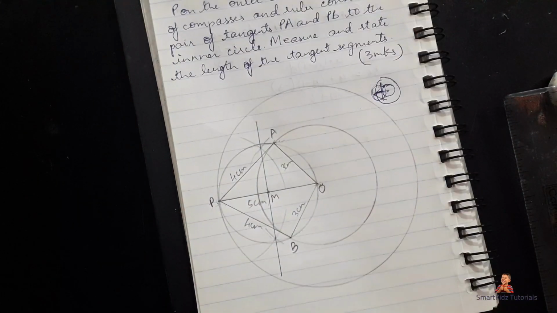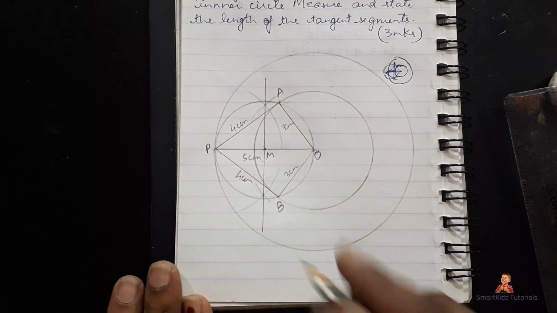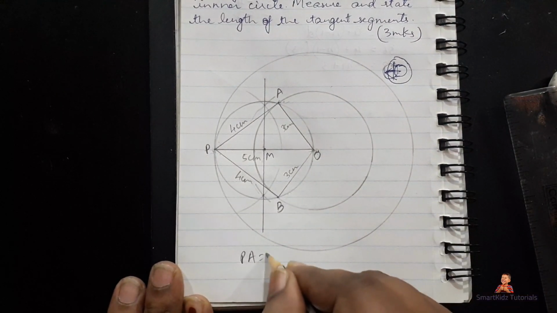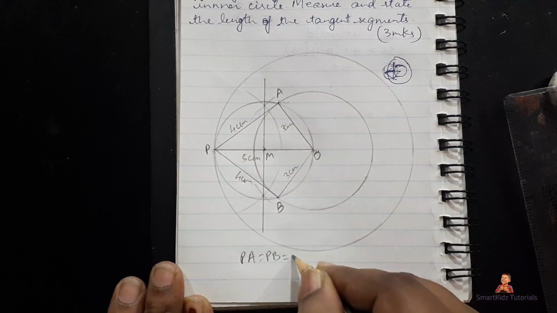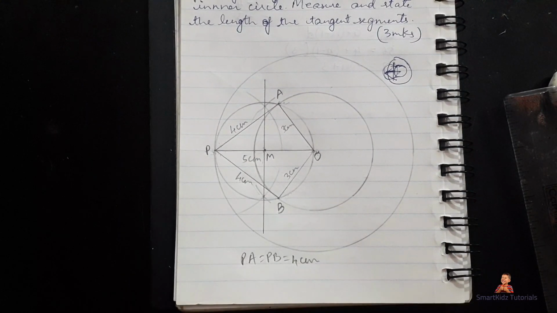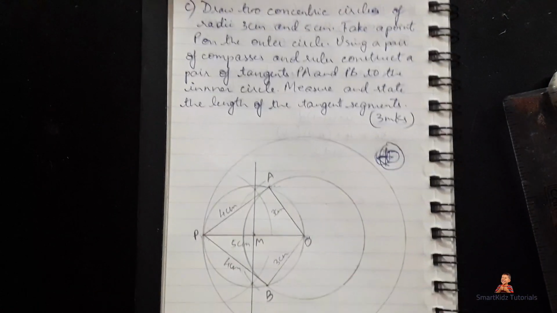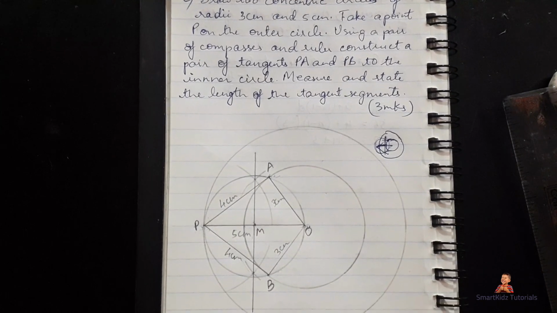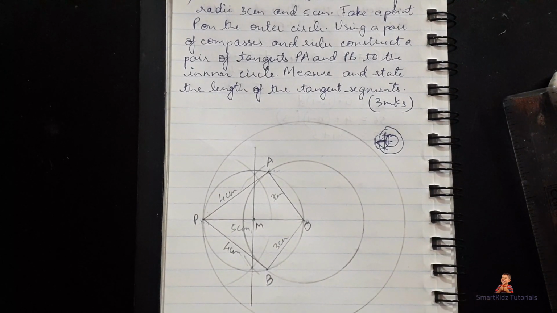So we write over here that PA is equal to PB equal to 4 centimeters. That completes our construction of two concentric circles with the two tangents.